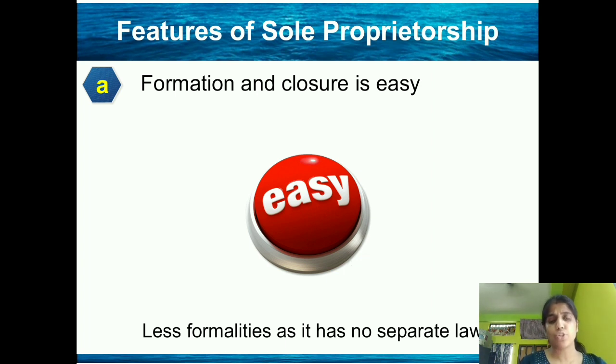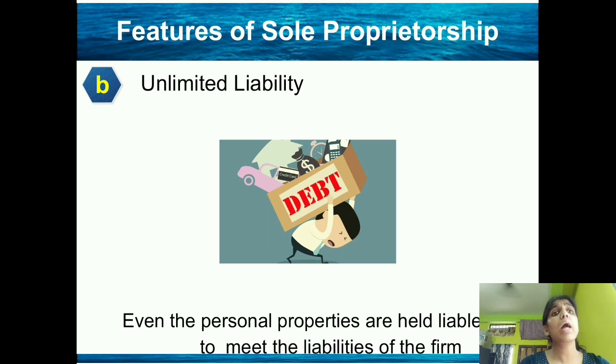So in sole proprietorship there are not many legal formalities which you have to go through, and you can easily start and close your business at any point of time you want. So this is a feature of the sole proprietorship, because fewer formalities are there. There is no separate law. So the first feature is formation is easy, closure is easy.